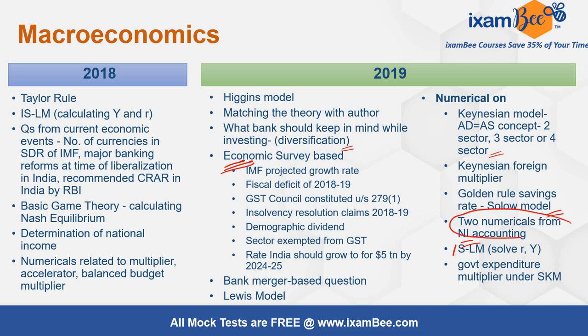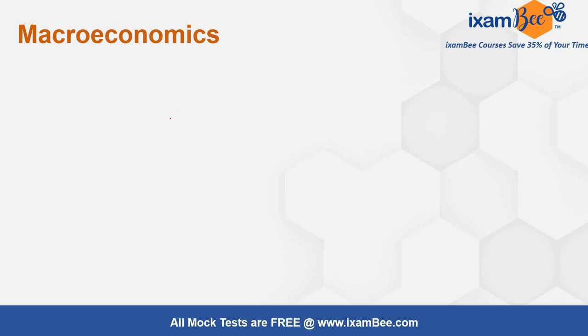As you can see, national income accounting is a common topic. The ISLM curve numerical is also a common topic that had come. Moving to 2021, there were no questions directly asked from the economic survey in phase 1. In phase 2, there were questions. However, in phase 1, in the objective part, there weren't many questions from the economic survey.